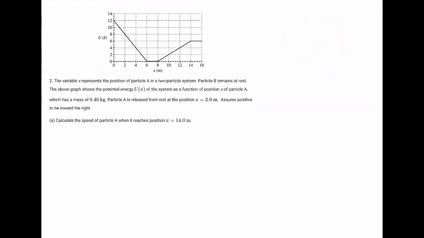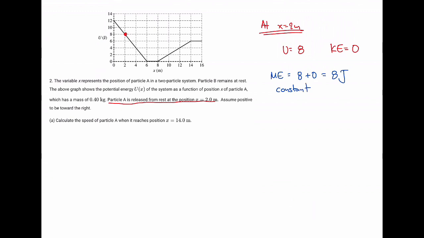We are given that the particle is released from rest at the position of 2 meters. This is a little bit important because we can find the kinetic energy, 0, and at 2 meters we know that the potential energy is 8 joules. So at the position 2 meters we know that the potential energy is 8 and the kinetic energy is 0. This is important because from the sum of the kinetic energy and the potential energy, we can find the mechanical energy. So the mechanical energy is 8 joules, and something that is important about this mechanical energy is that it remains constant.